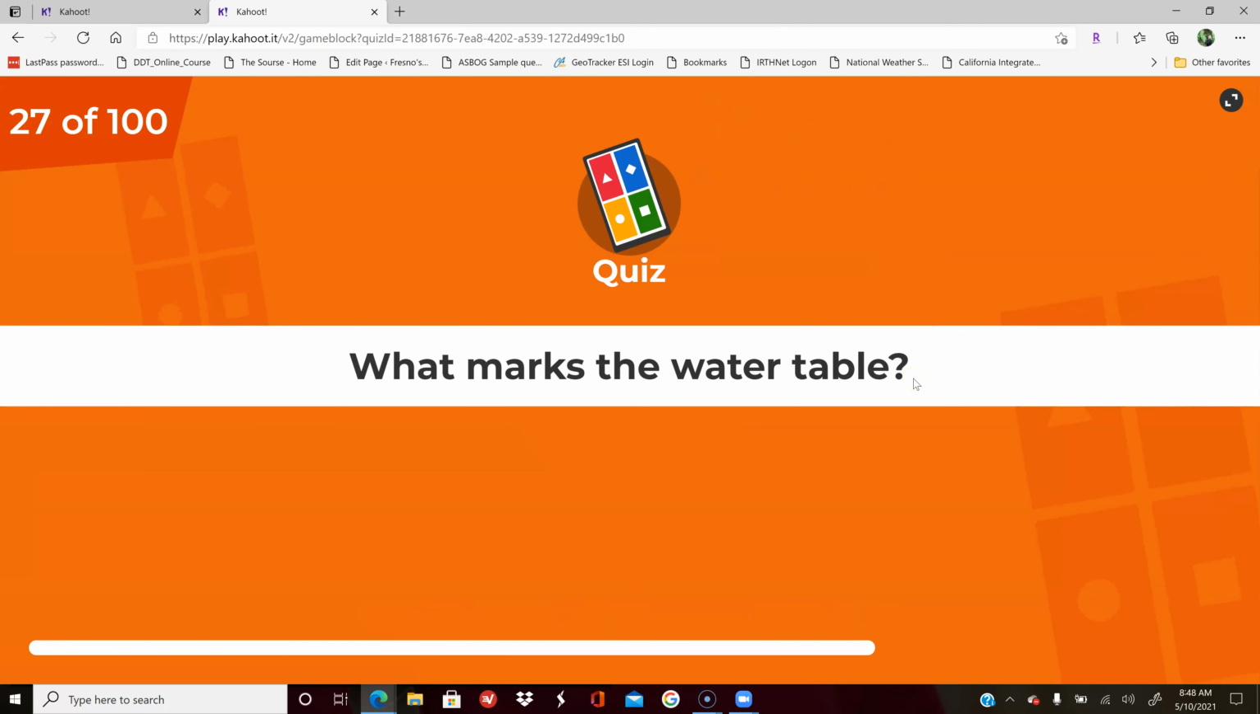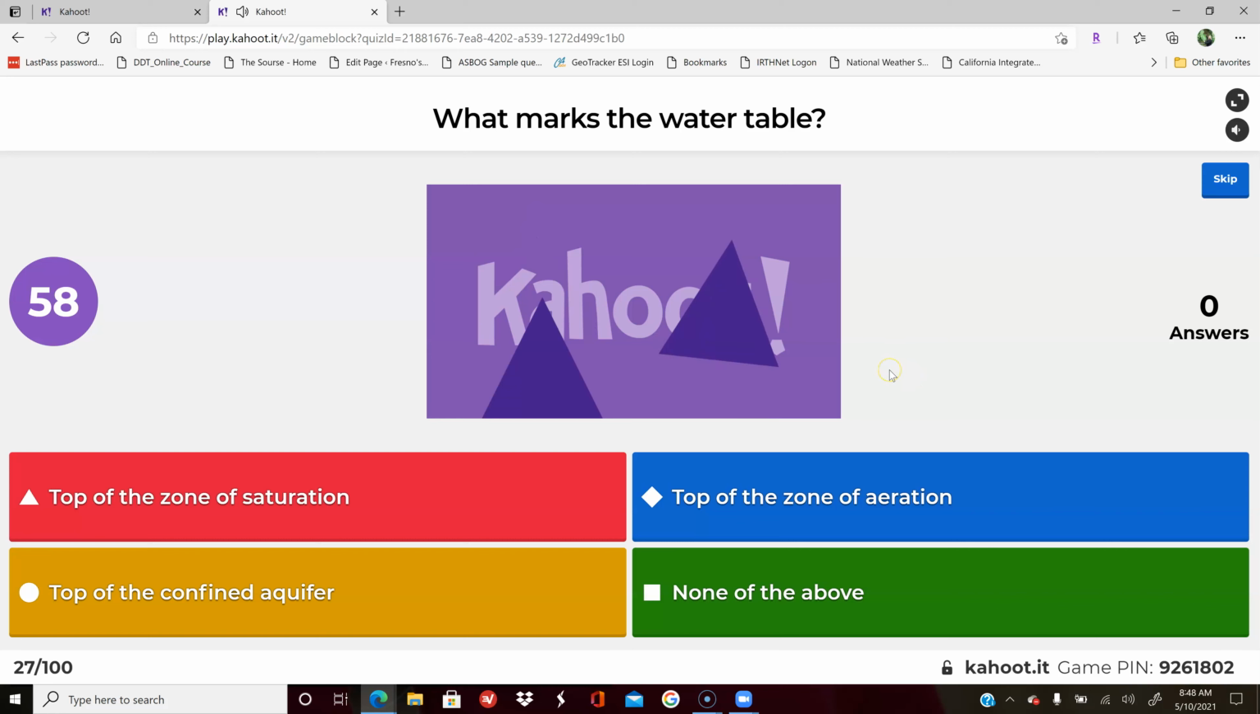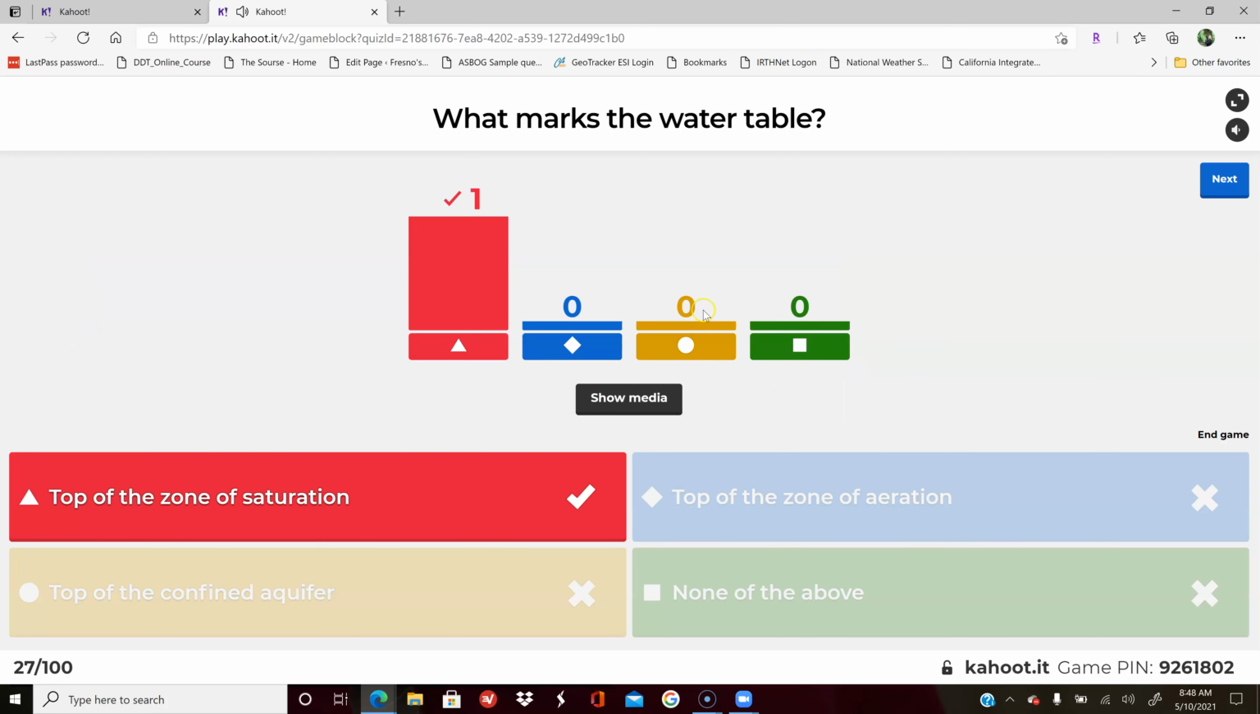What marks the water table? The top of the zone of saturation, the top of the zone of aeration, the top of a confined aquifer, or none of the above. That would be the top of the zone of saturation.